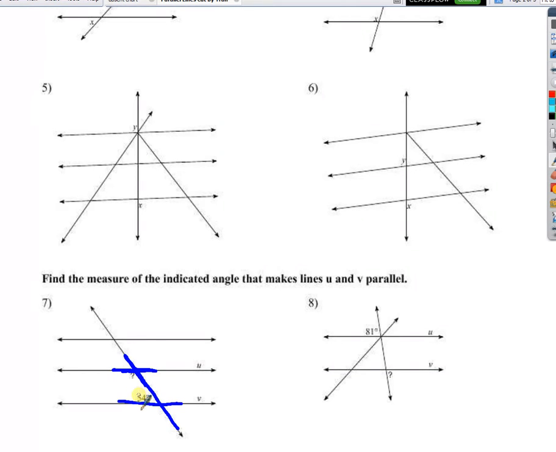So if they're not congruent, that means they have to add up to 180. So in order to figure out the question mark, I take 180 and I subtract away 54, and I end up with 126 degrees, which is my answer. Alright, let me come over here to number 8.